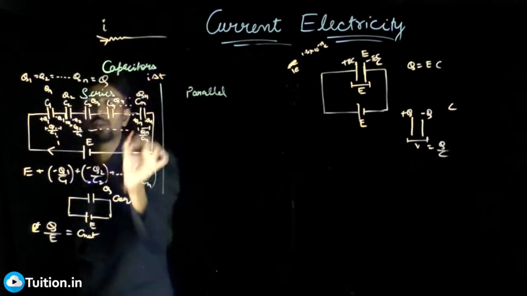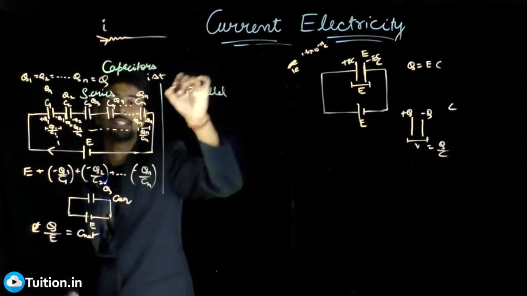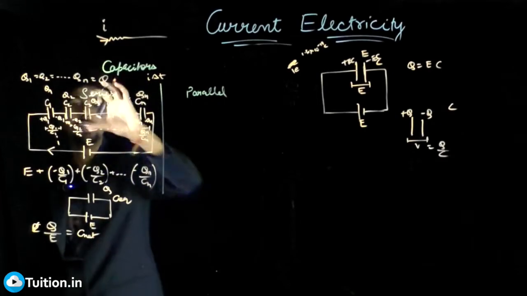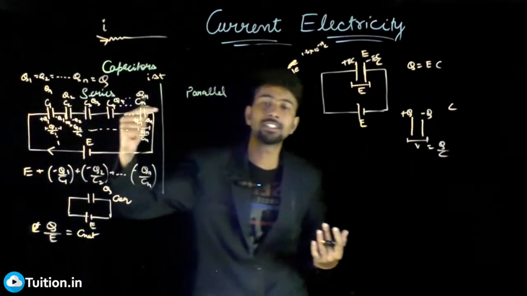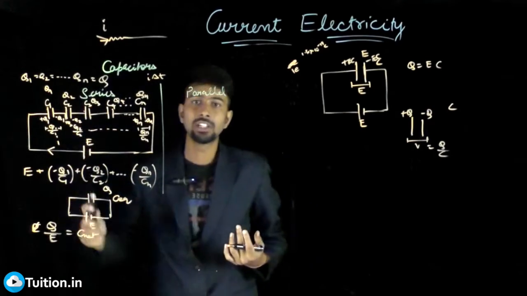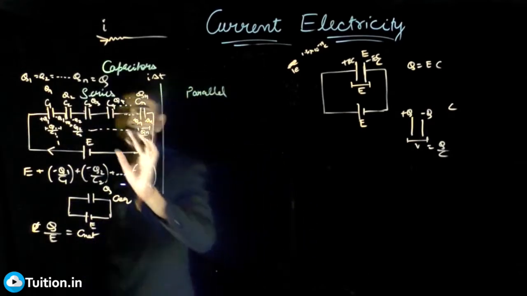So because I is the same for both, and all of them get charged at the same time, that means all of them have equal charge on them. Remember, in the case of capacitors in series, the charge will not change. So here it will be Q for all of them.